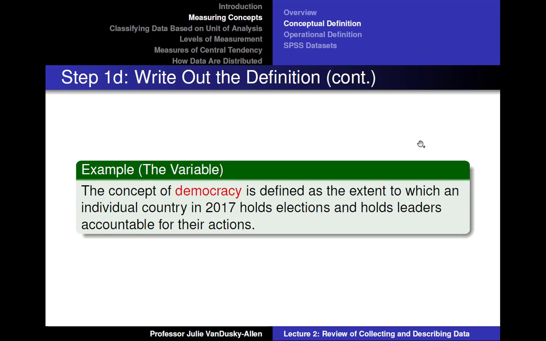Democracy is our concept. An individual country in 2017 is the unit of analysis. And holds elections and holds leaders accountable for their actions is the measurable properties.